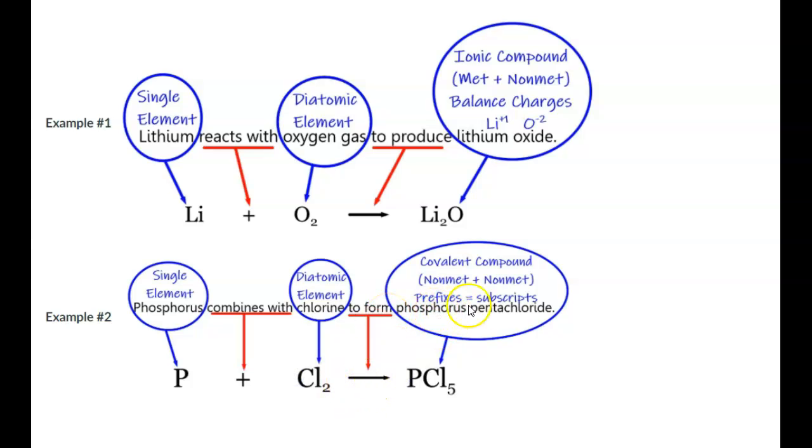And then finally, phosphorus pentachloride is covalent because it's nonmetal plus more nonmetals. So the prefixes equal the subscripts. So to write this, we'll put phosphorus P and then chloride Cl, and then the prefix of penta means it has a subscript of 5.